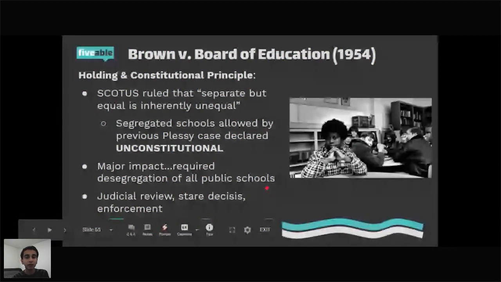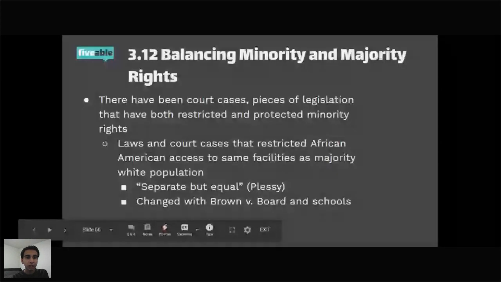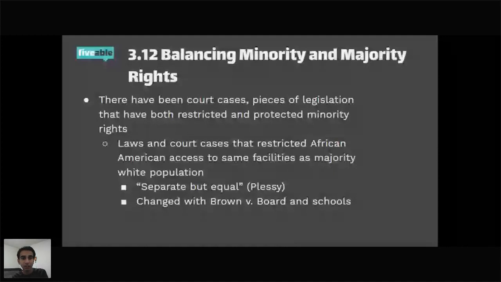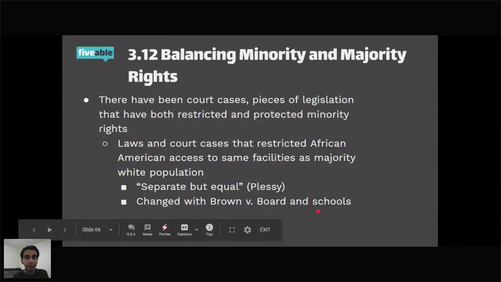In terms of the next standard, 3.12, this is talking about balancing majority and minority rights. So there have been court cases, pieces of legislation, etc., that have restricted and protected minority rights. One example I've already talked about is African Americans getting restricted access to the same facilities as the majority white population. Here, the rights of the majority were strengthened. Well, first they were weakened through Plessy, but then that was changed with Brown versus Board, and eventually the rights of the minorities were strengthened.